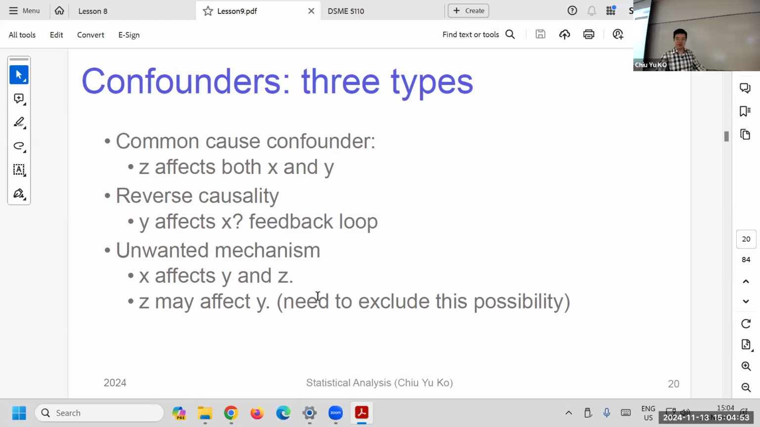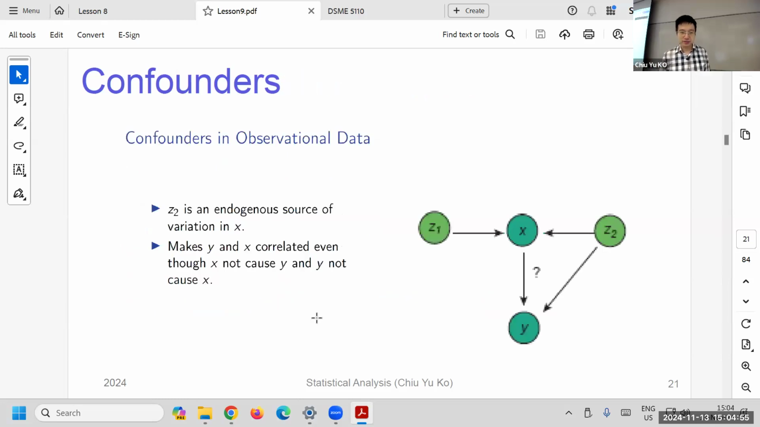So I hope that makes clear what's going on there. The problem is this guy, so there's a confounder, which is affecting the two. So we want to control that.